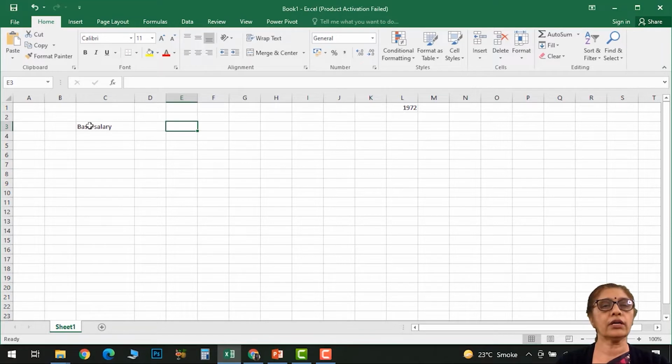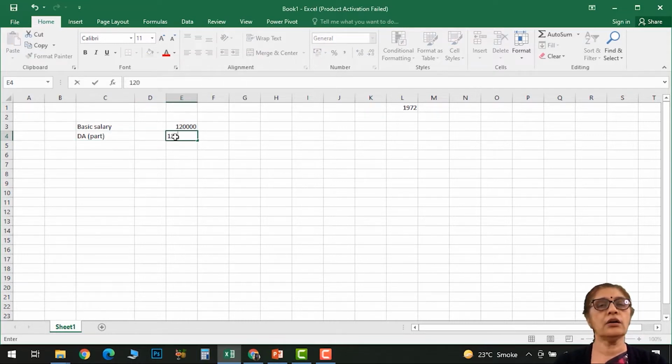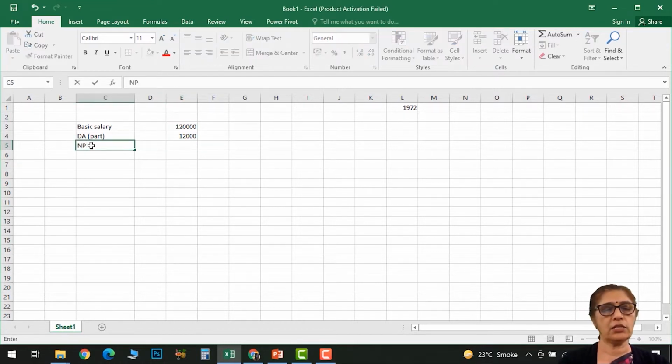basic salary, we'll again stick to the same figures, and then we have say DA. Let's now consider DA as part of the salary. Earlier we have been taking it as not a part of salary. Part or not a part, it is anyway a part of gross salary. Now we have NPS, National Pension Scheme. In National Pension Scheme, whatever the employer is contributing is naturally an addition to your income. So the employer's contribution will be added to your salary.